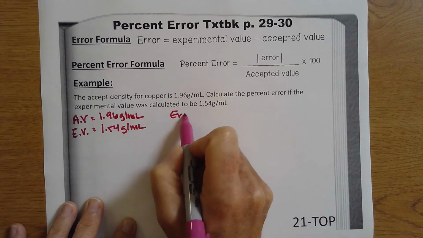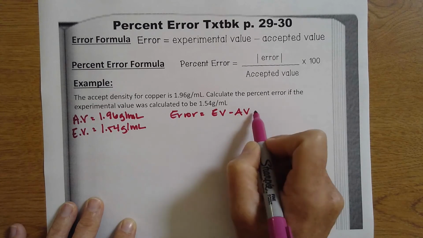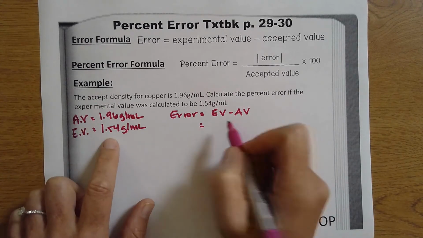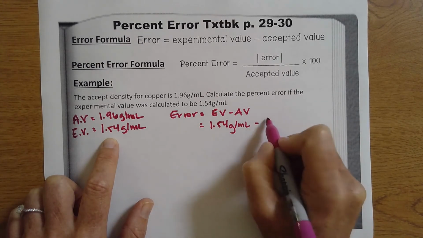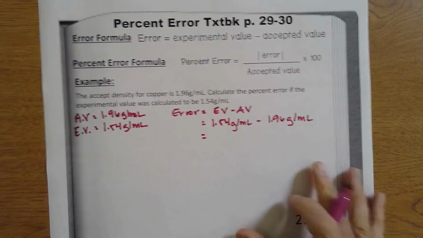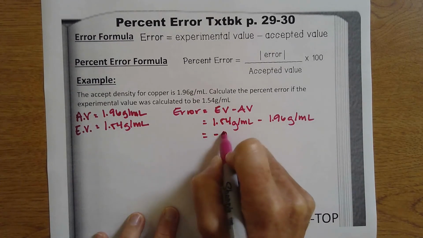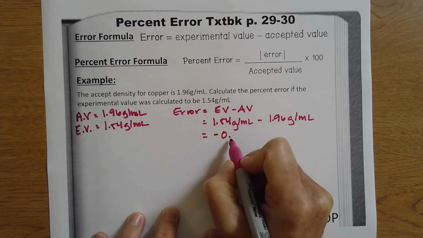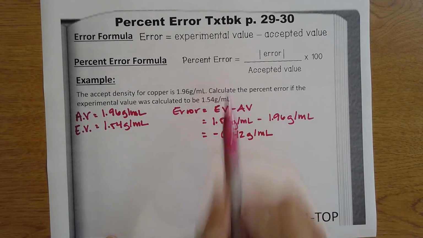First I have to figure out the error. So the error is equal to the experimental minus the accepted. So the experimental is 1.54 grams per milliliter minus 1.96 grams per milliliter. I need to adhere to sig fig rules, so they both go out to the hundredths place. Therefore, I can do the same. And it equals negative 0.42 grams per mil.